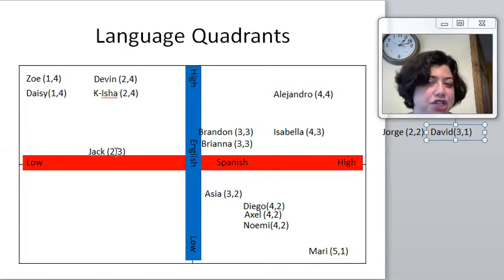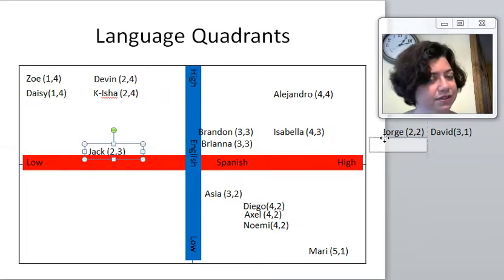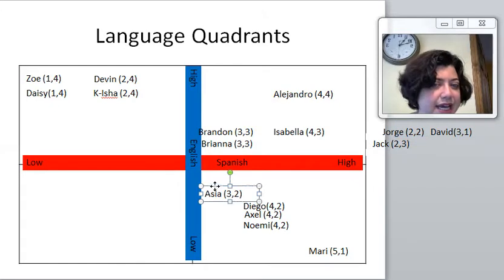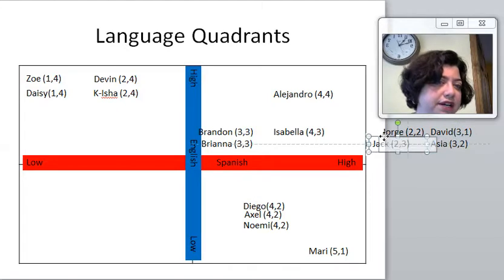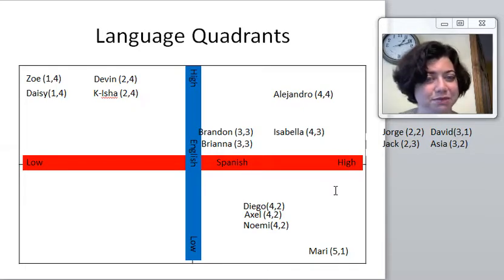I'm going to take Jack next because although Jack is in the high end of the English, he just barely made it in there. So I want to make sure Jack can be an expert and be in a position of power. So I'm going to take Asia. She looks like she'll be a good partner for Jack. They have similar proficiencies, but Jack is a little bit stronger than Asia in English, and Asia is a little stronger than Jack in Spanish. So hopefully they'll both have the chance to be an expert.